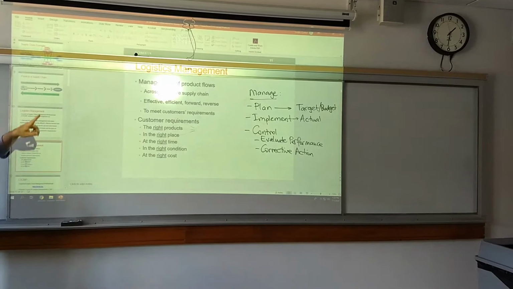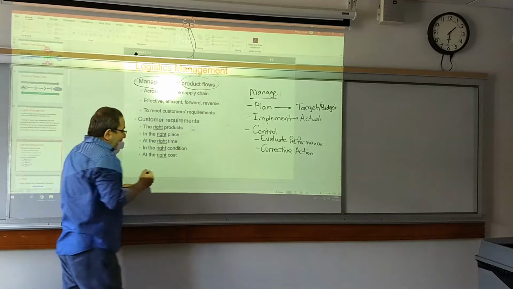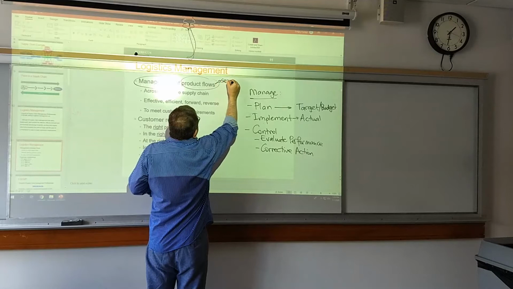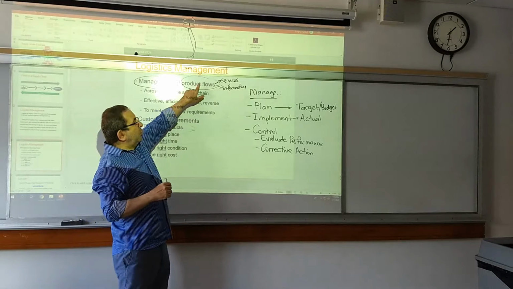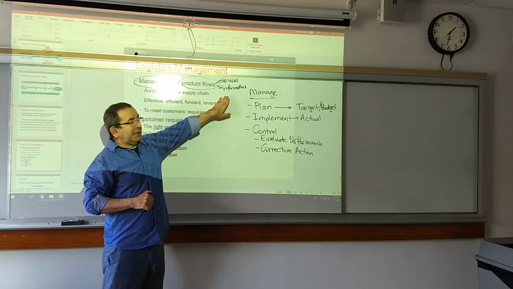So supply chain management is about managing product flows, okay? Management, product flows. And I forgot to tell one more thing. With these product flows, this also includes services and information. So product flows usually go with services. When you buy a car, it's a physical product, but it comes with warranty and services. And the products also come with a lot of information, okay?